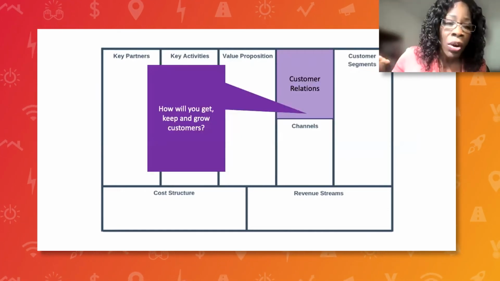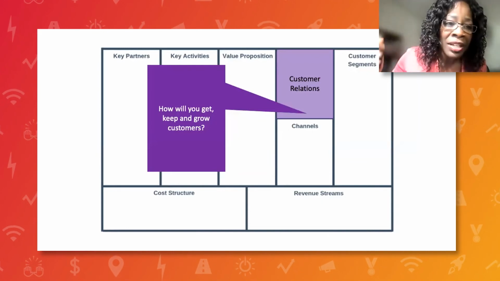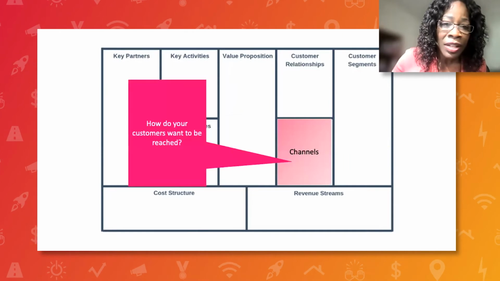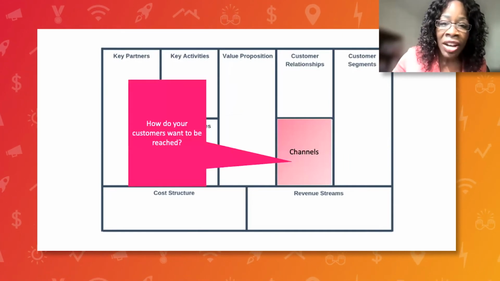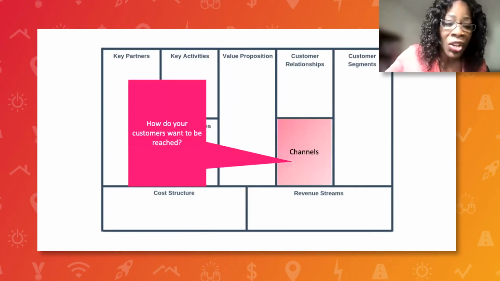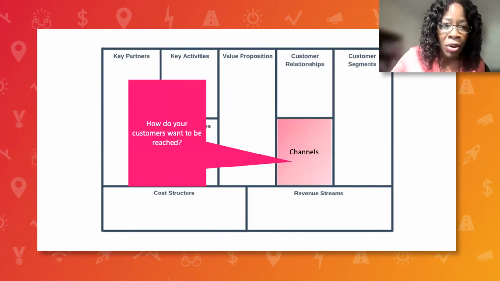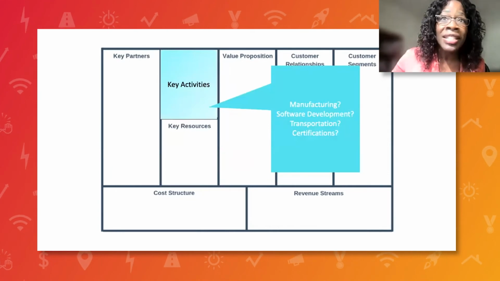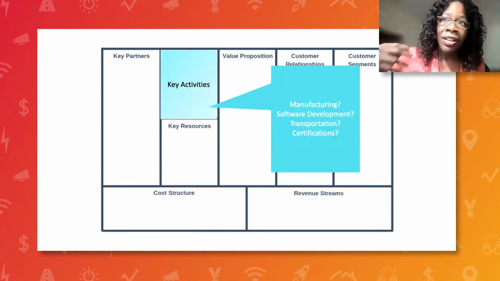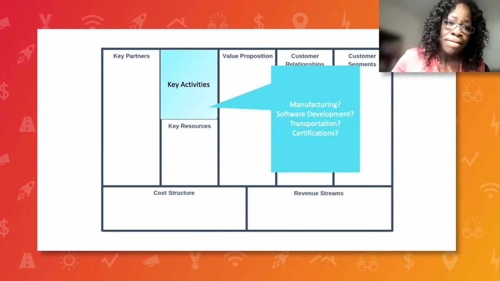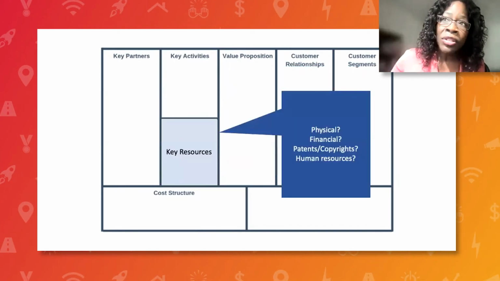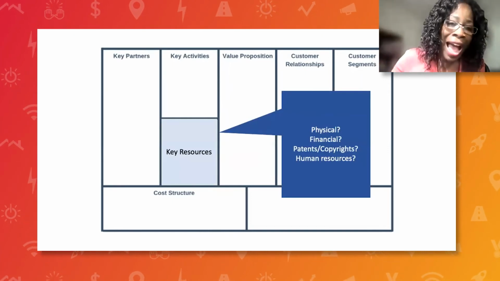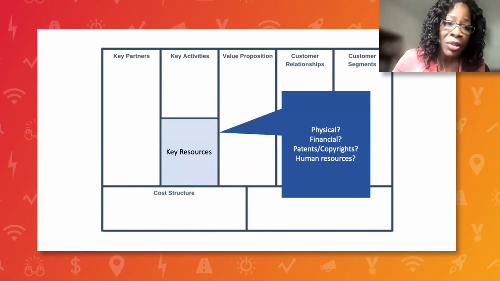We talked about customer relationships. How will you get, keep, and grow customers? Channels. How do your customers want to purchase products? Do they do it online? Do they go to the brick and mortar? How do they do this? What activities are involved? And this is feasibility again. What resources, physical, financial? Do you need intellectual property like patents, copyrights, trademarks, human resources? What do you need?